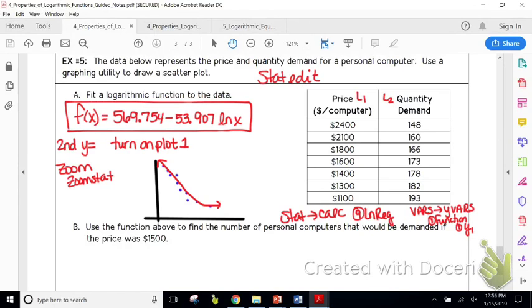Okay, and then B says use the function above to find the number of personal computers that would be demanded if the price is $1,500. So is 1,500 going to be our X or our Y? Our Y. X. Oh, is there X? All right, so there's different ways you can do this. So we can plug 1,500 into our equation.